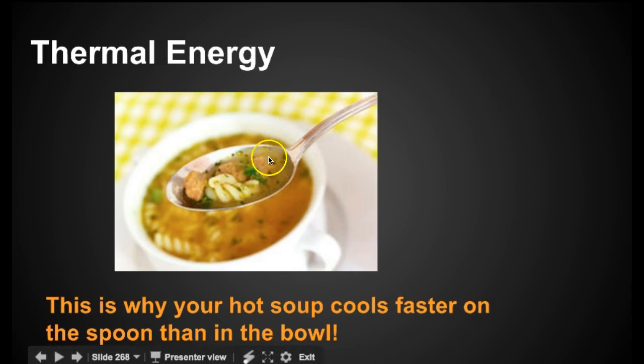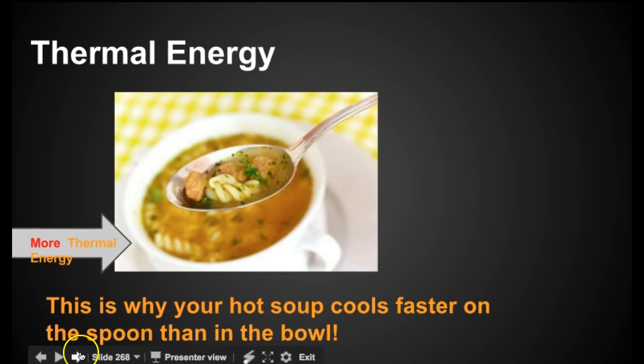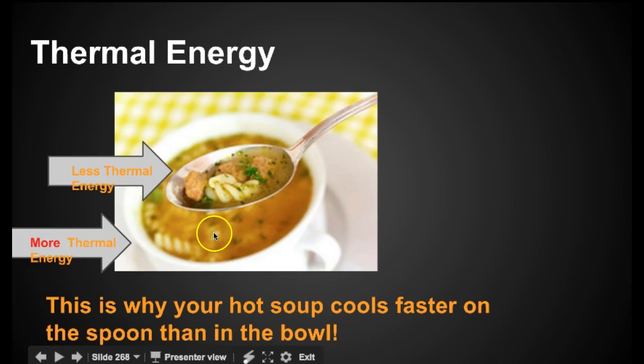For example, if this spoonful of soup and this bowlful of soup are the same temperature, let's say 100 degrees Celsius, the bowl of soup has higher thermal energy, more thermal energy, and the spoon has less thermal energy. You know this because if you take a spoonful of soup, it's going to cool off faster than the bowl of soup. When we are eating hot food, we use our spoon, and in a couple seconds it cools off. They were the same temperature, but this one cools off faster because it has fewer atoms, so it loses energy faster.